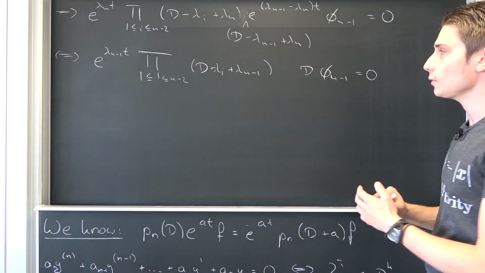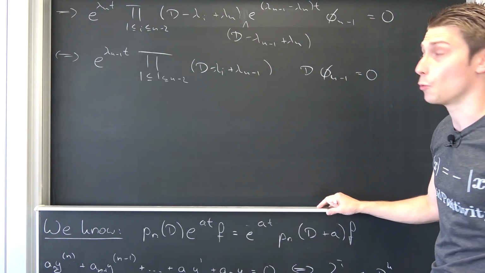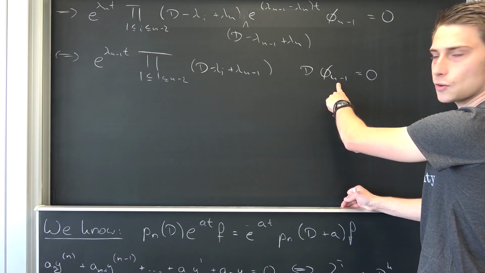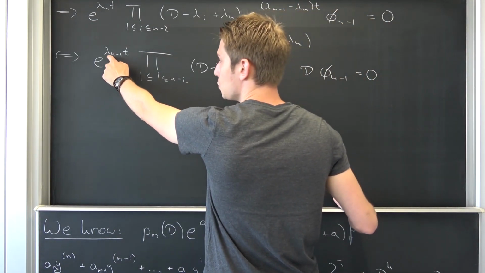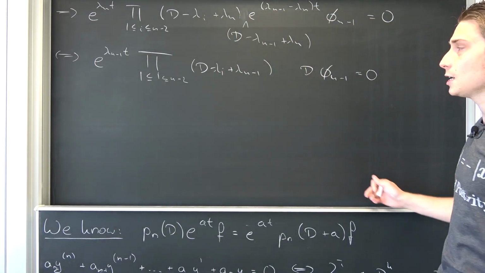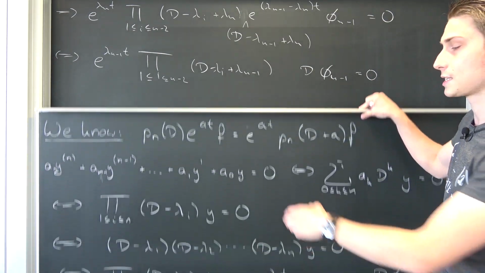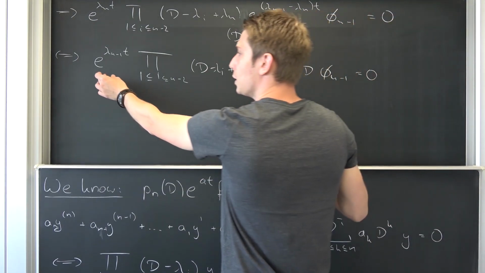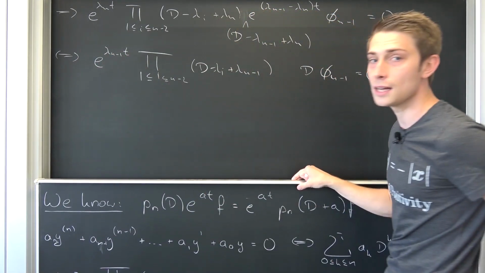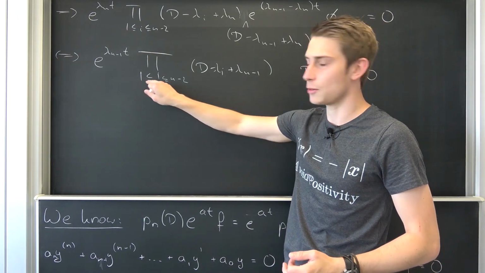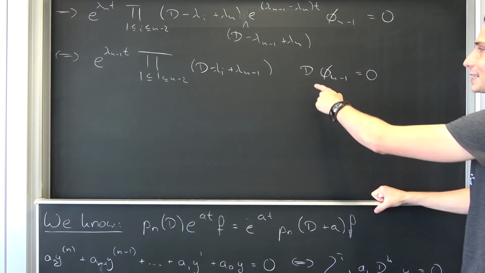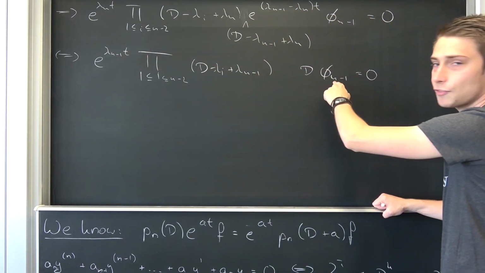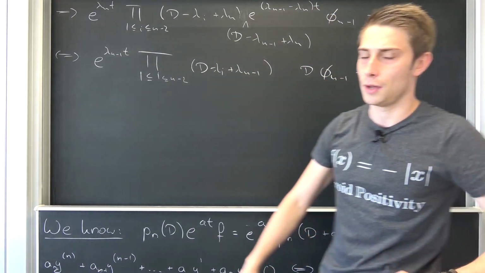So what can we see right here? Well, we see that after a certain iteration, this index on our phi is going to correspond to the root that we have on the outside right here. So if we were to do this process n times overall, we are going to be left with e to the lambda 1 times t times a product ranging from 1 to 1 of just d phi and, well, lambda 1 d phi 1 being equal to 0.